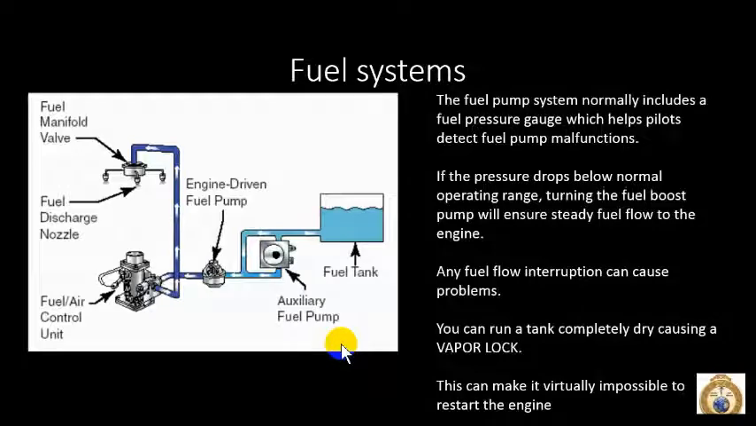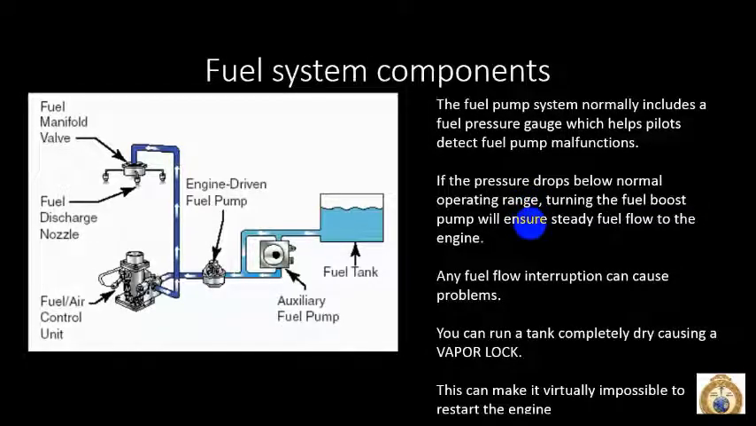With a fuel pump system, it'll normally include a fuel pressure gauge, which can help you detect fuel pump malfunctions. You know, if it drops below a certain level, then you turn the fuel boost pump on to keep steady fuel flow to the engine, because any trouble or interruption could cause a vapor lock. It could cause a vapor lock, and with some airplanes, it makes it virtually impossible to restart the engine.